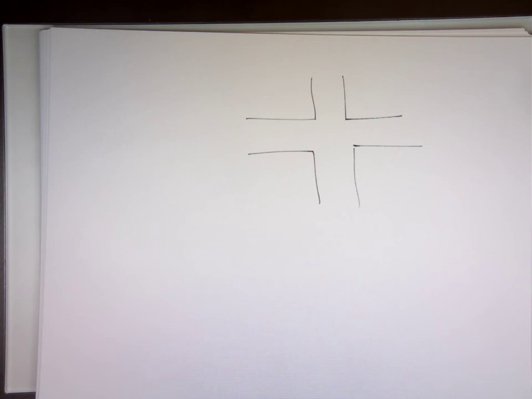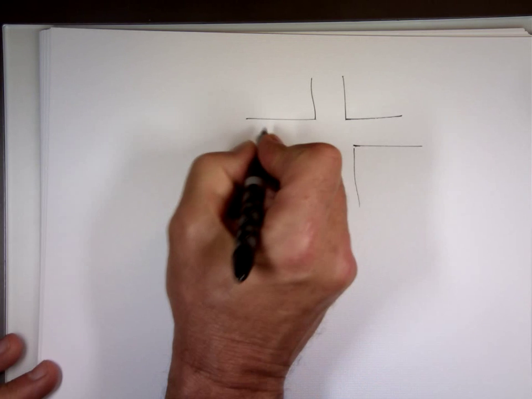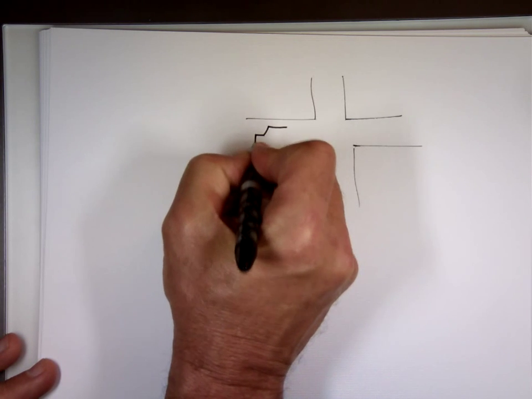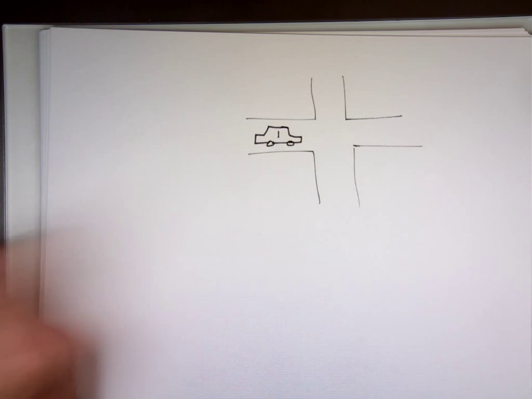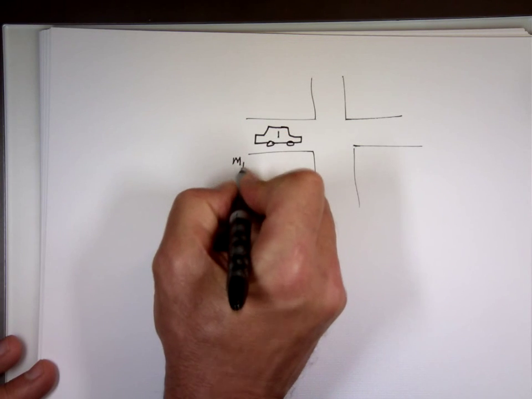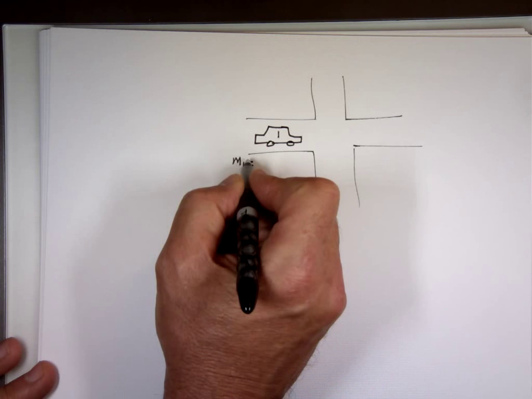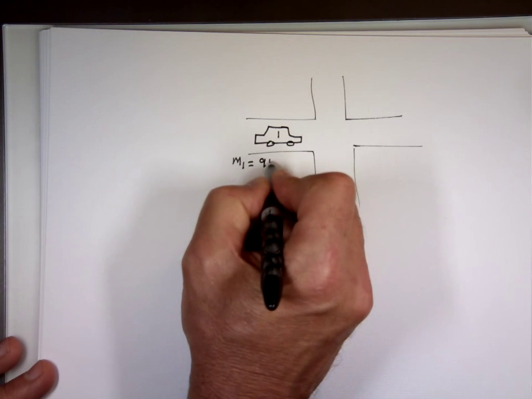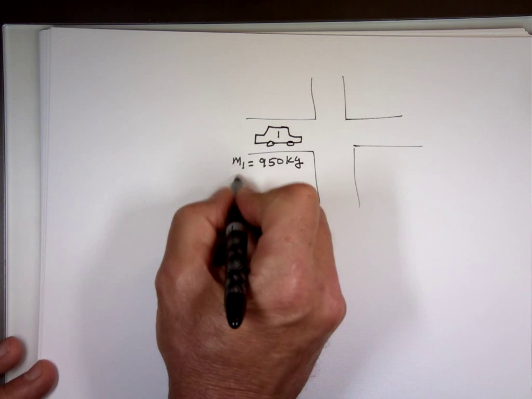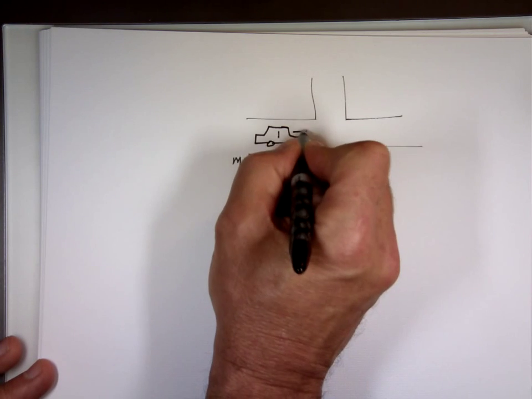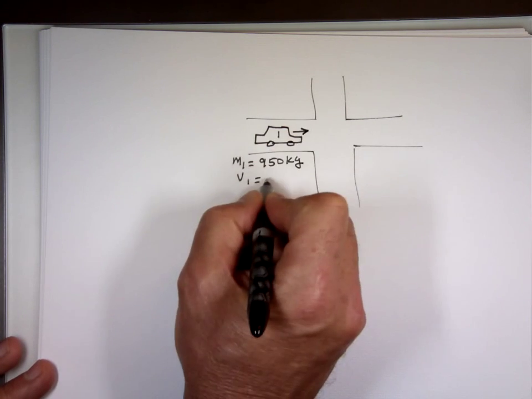So this is car number 1. It has a mass of 950 kilograms, and it's coming toward this intersection, going this way, with a velocity of 16 meters per second.